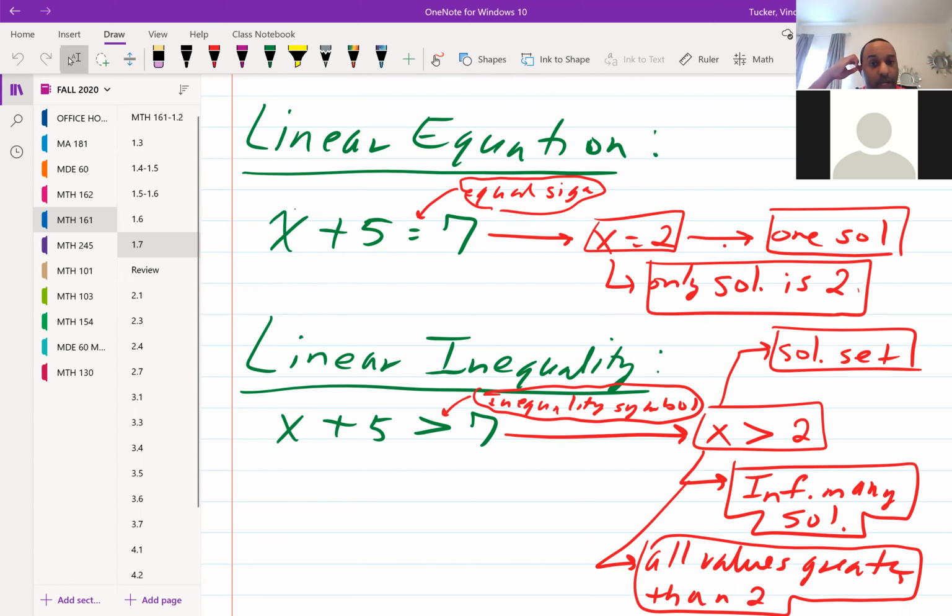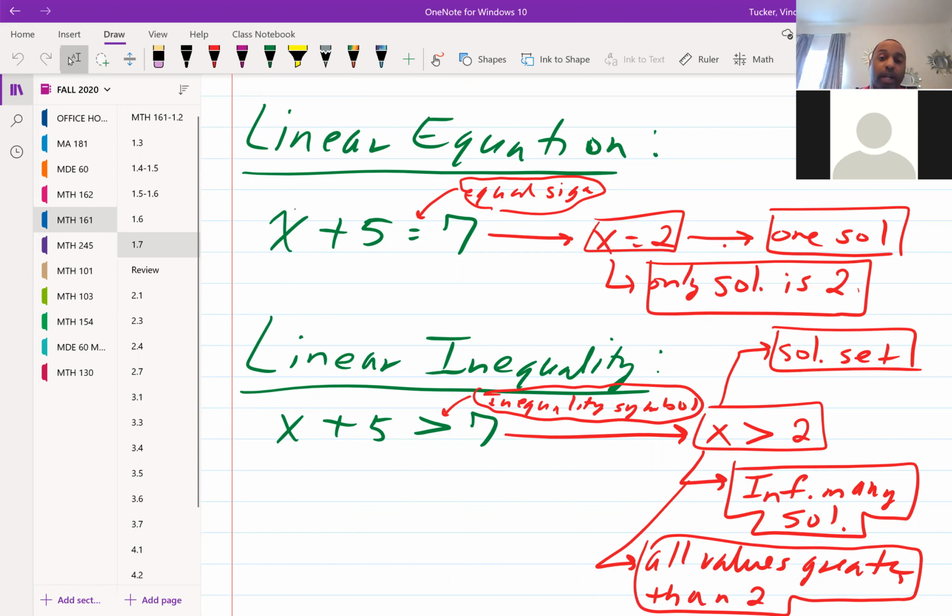Second, when I solve this, and we will solve these the same way, there's one thing we have to consider when solving inequalities, but we'll get to that in a few. But all we would do is subtract 5 from both sides, whether we're dealing with the equation or the inequality.